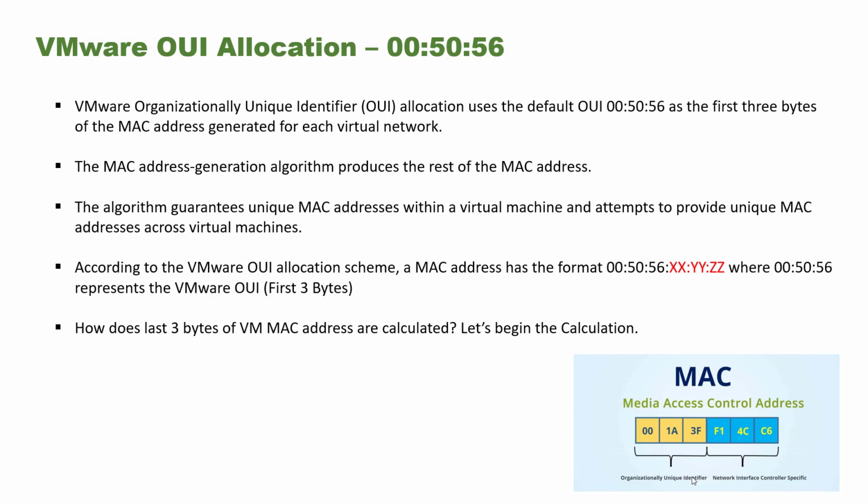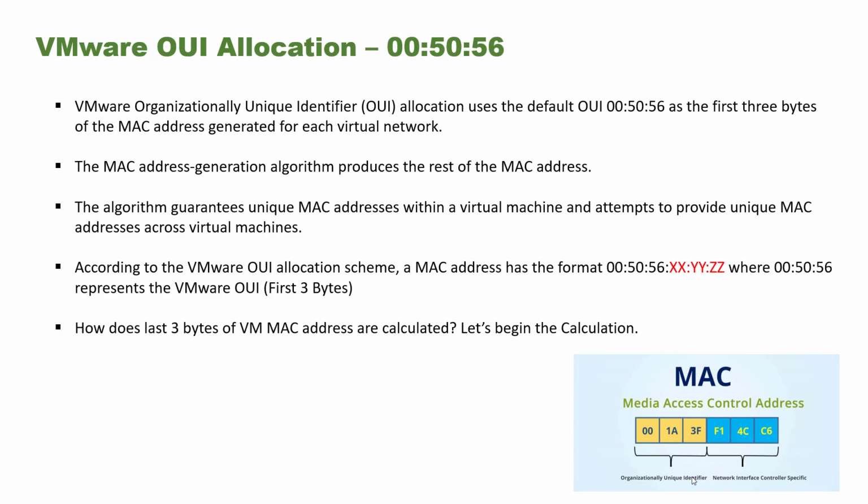So the MAC address algorithm for the vCenter server will produce the rest of the MAC address, which means the next three bytes of the MAC address will be generated based upon some algorithm. The algorithm guarantees that unique MAC addresses are assigned within the virtual machine and also across the virtual machines in the vCenter server. According to the VMware OUI allocation scheme, the MAC address has a format of 00, 50, 56 and three other bytes. As we understand, 00, 50, 56 represents the VMware OUI, which is the organizationally unique identifier. So we need to understand how the last 3 bytes of VM MAC addresses are calculated.